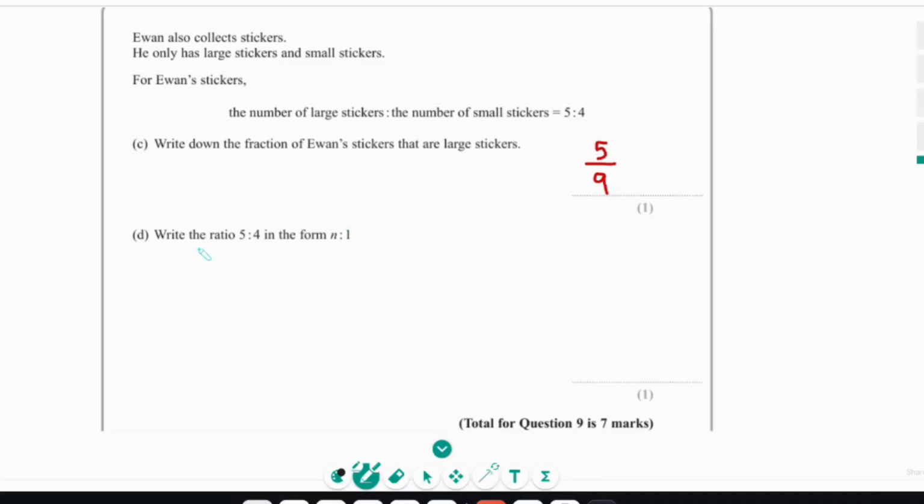Write the ratio 5 to 4 in the form n to 1. We want 1 on the right hand side. How do you make 4 into 1? We divide it by 4. We need to divide the left hand side by 4. So it's 5 over 4 to 1.